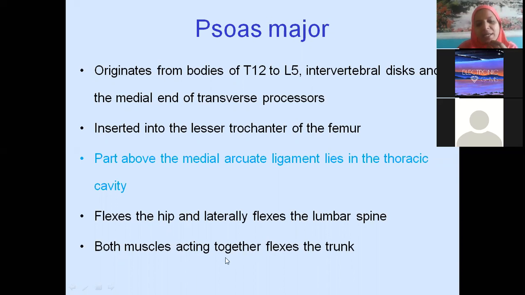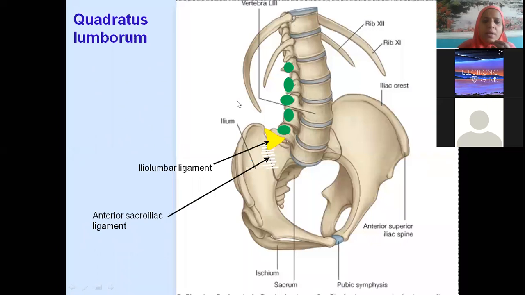Then both muscles acting together, that means psoas major and minor, help in flexion of the trunk. Now after this we will talk about the next muscle, that is quadratus lumborum. So the muscle I told you previously, psoas major, was quite close to T12 to L5.